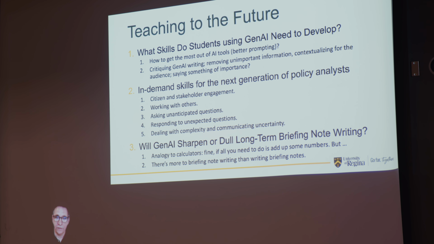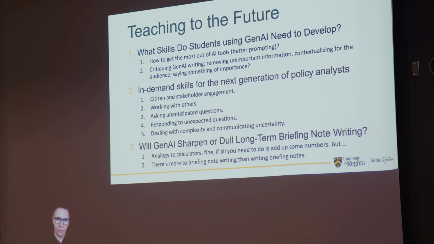Responding to unexpected questions, thinking about what the minister might ask, being able to put yourself in that position is a key criterion of being a good policy analyst and really providing useful decision support. And how to deal with complexity and communicating uncertainty, because I think generative AI gives the illusion of having a sense of understanding the world and giving that sense of certainty, which is fundamentally inaccurate when it comes to policy analysis. We don't know what's going to happen tomorrow, we just don't know.